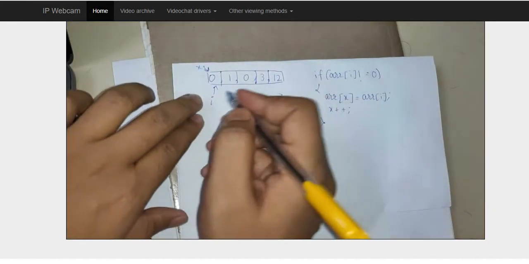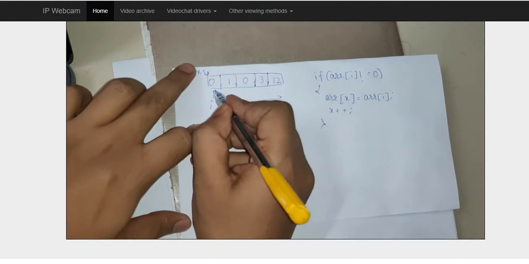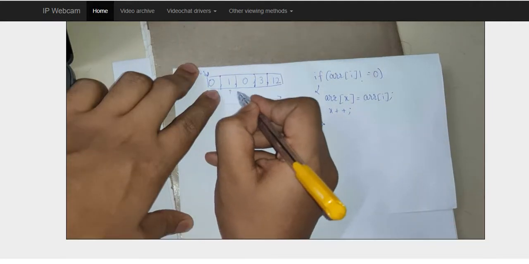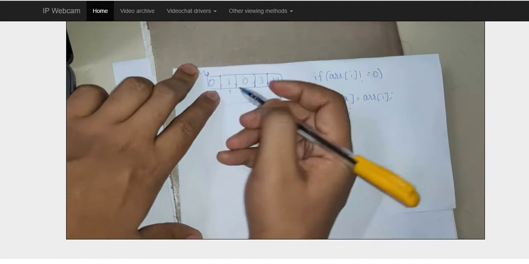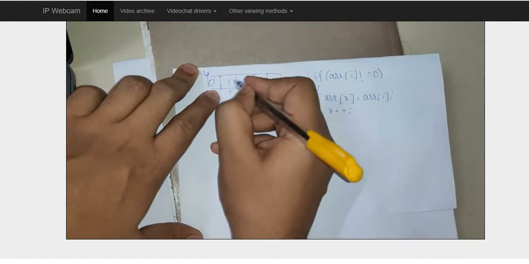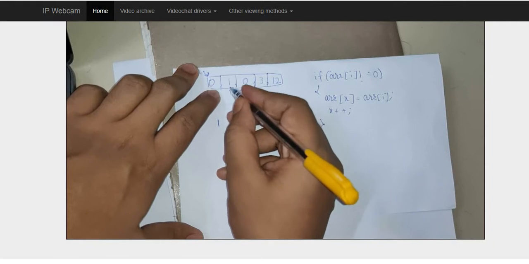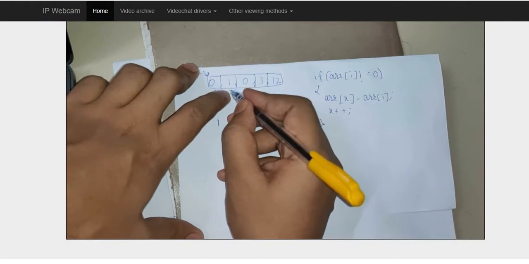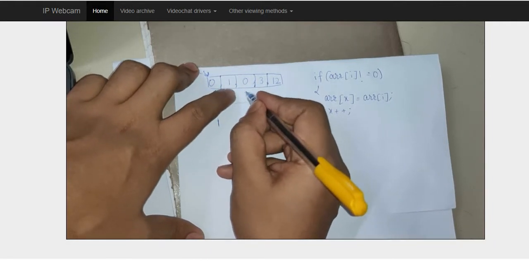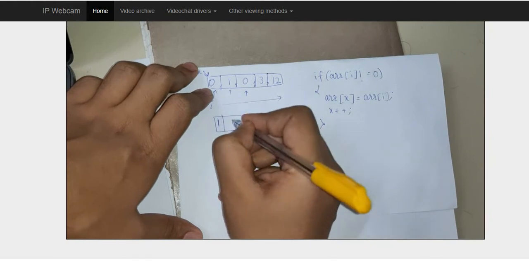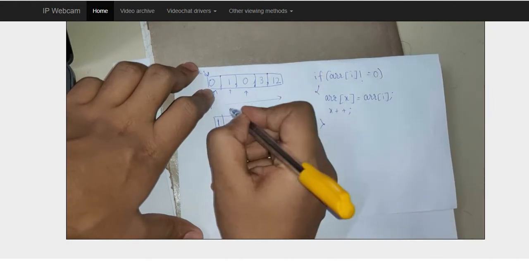So in the first part, i is at the 0th location, the ith element is 0, so we don't do anything. Then i moves to the second position, where it is not equal to 0, so we put it in the xth element, and it will become 1. After this, i is increased, the element is 0, so we don't do anything. Then x has moved to this position.